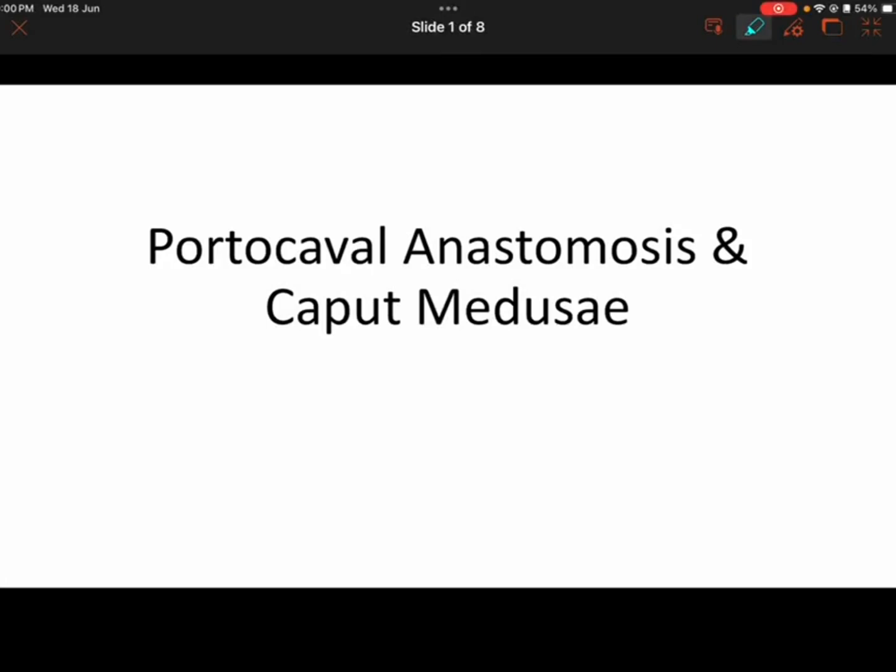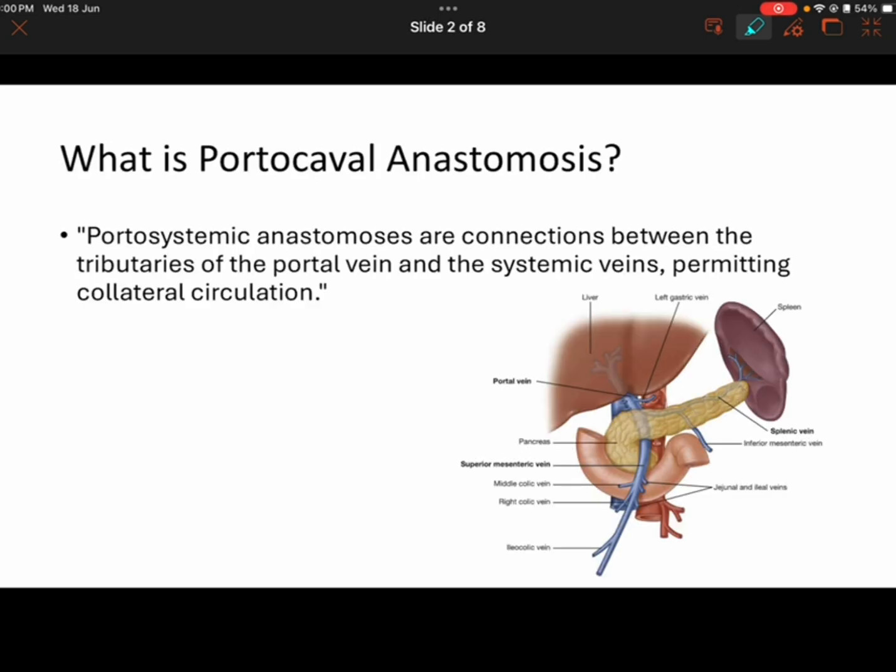So hello everyone, today we are going to revise portocaval anastomosis and have some word about Caput medusa. So first of all, what are portocaval anastomosis? These are connections between the tributaries of portal vein and systemic veins permitting collateral circulation.